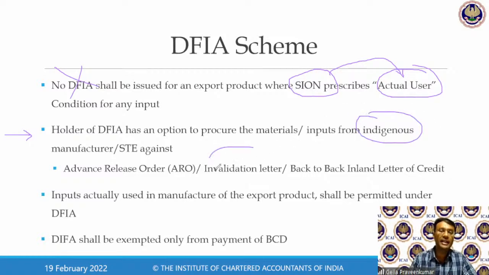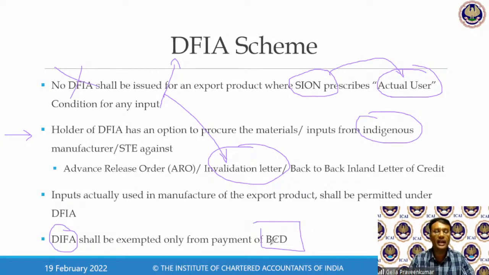How do I do that? Invalidation letter. So I go to the concerned DFIA authority, say that, sir, you have given for imports, please validate to my indigenous procurement. This can be done. This license I can use only for payment of BCD. Unlike AAA, advance authorization I can use for BCD, CVD, ADD, safeguard duty. But in case of DFIA, it is only permitted for payment of my basic customs duty.